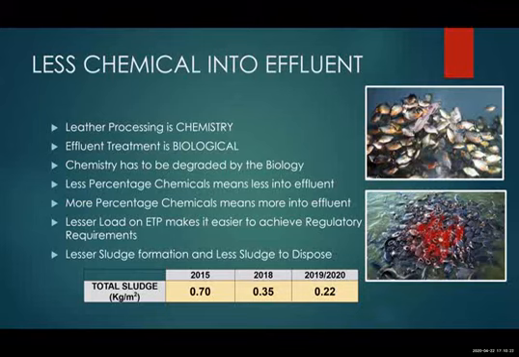And next, the more chemicals you drain, the first thing that happens in the pollution plant is the clarifying process, the sedimentation process, where all the chemicals go into the sludge. And now everybody knows how difficult it is to dispose of the sludge. So we can see that in 2015, we were producing 0.7 kilograms of sludge for every square meter of leather we produced.